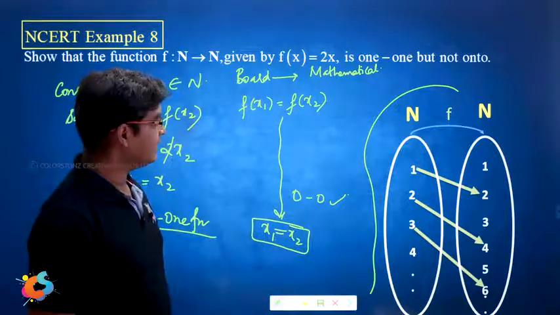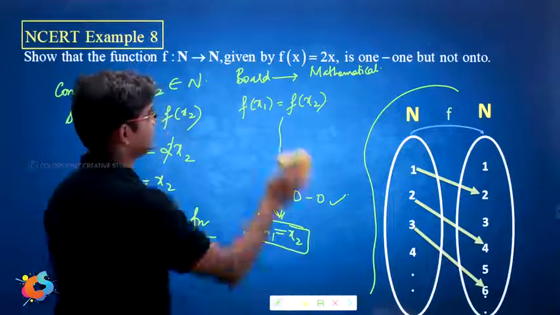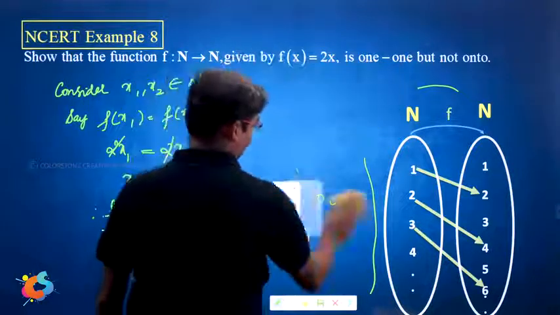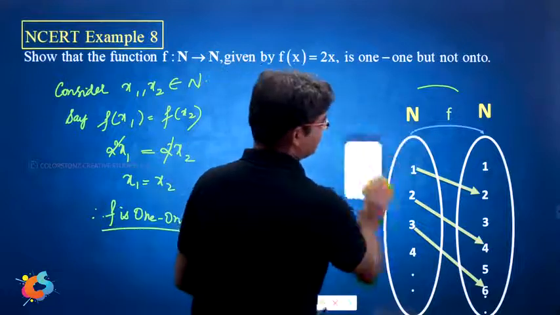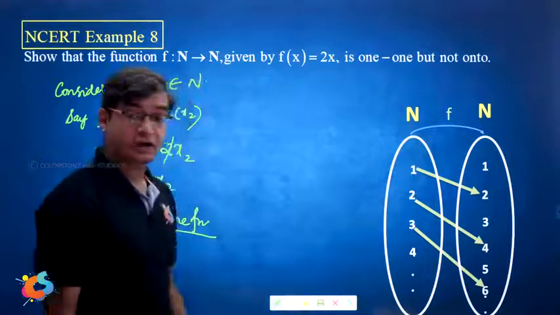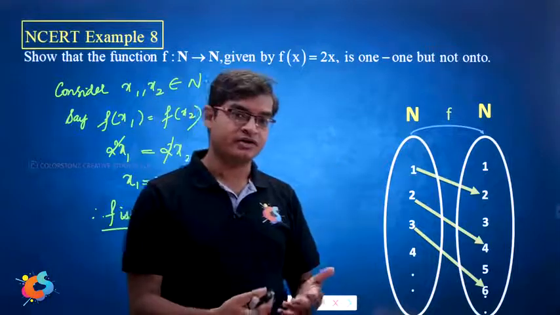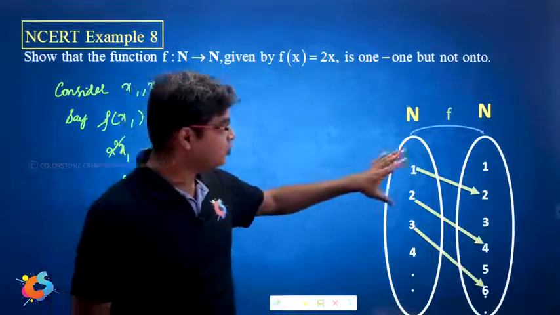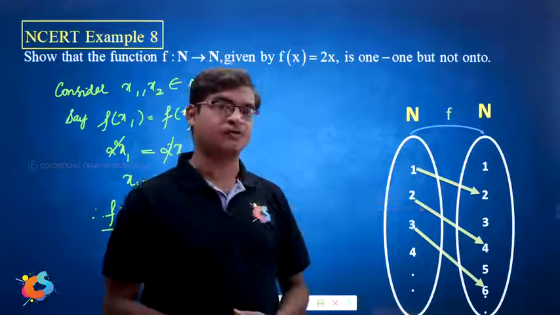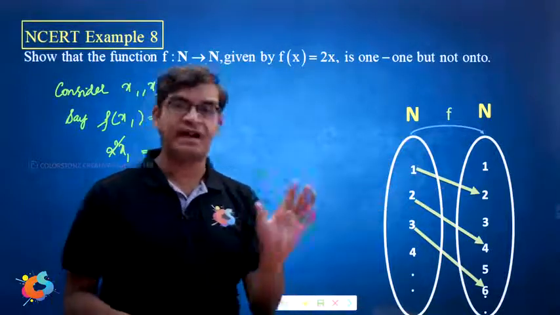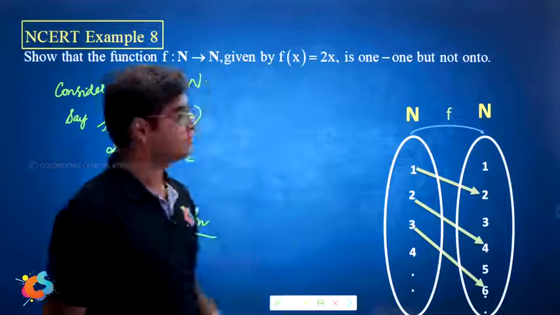Because we understood clearly that this is not an onto function. So how do we prove that? It's very simple. When you're disproving, again I'm telling you in terms of boards, the way you need to write: whenever you need to disprove that it is an onto function, then you can show one example. That is sufficient.